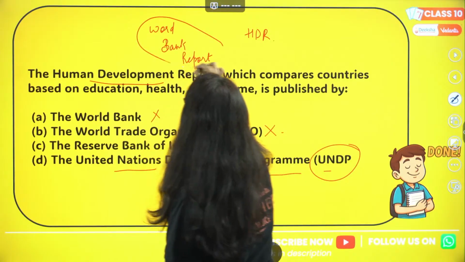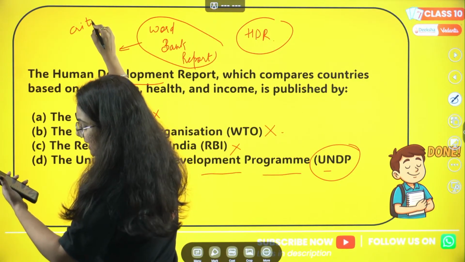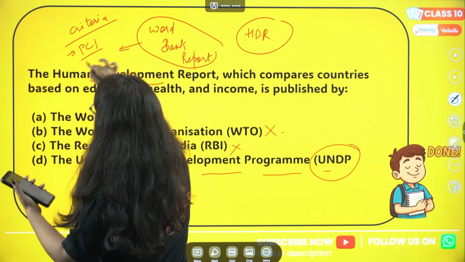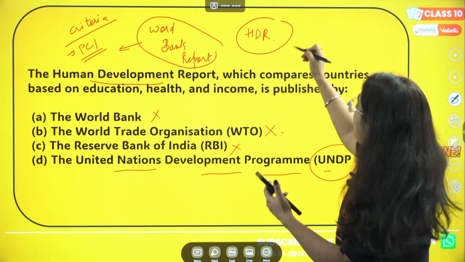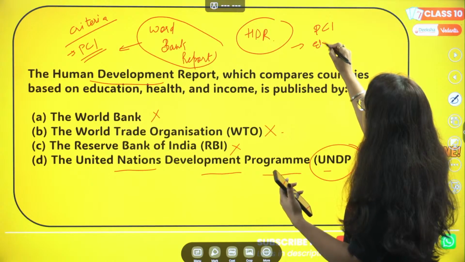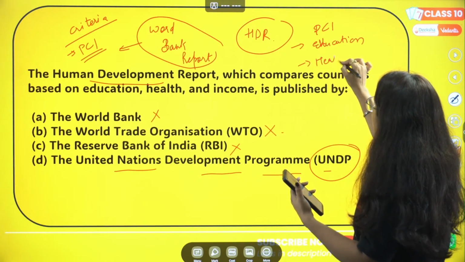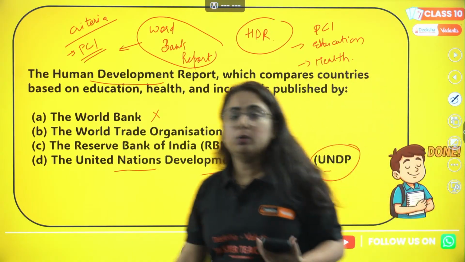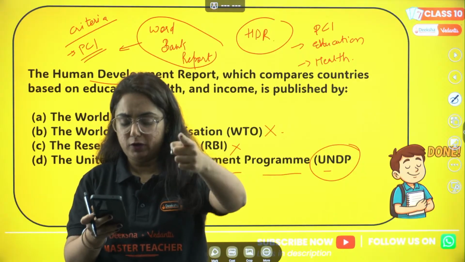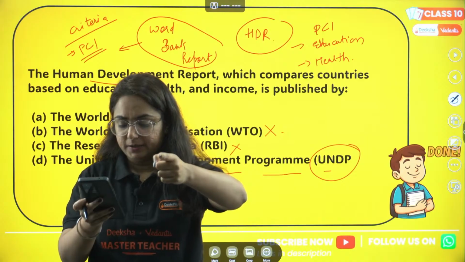The difference between the 2 was the criteria they have taken. The criteria in the World Bank report was per capita income, that's PCI. However, here the criteria are PCI, education and health. Do you guys remember this? Just tell me in the comment section right now. Are you able to write the 5-marker difference between both of them? Just tell me, otherwise we will be discussing it here.